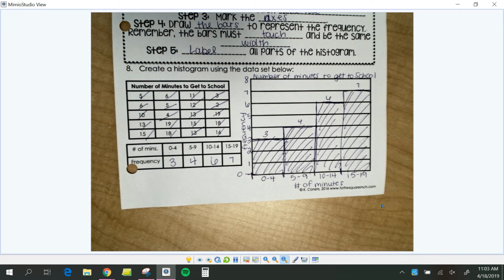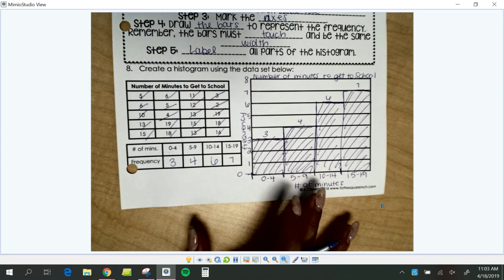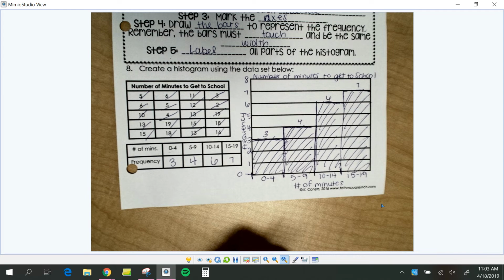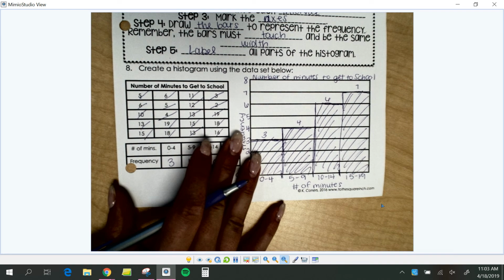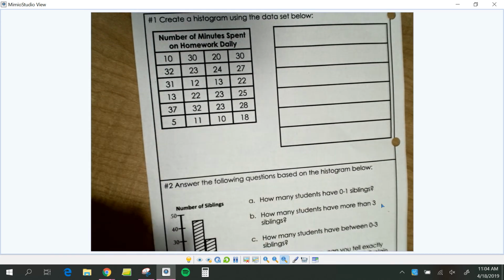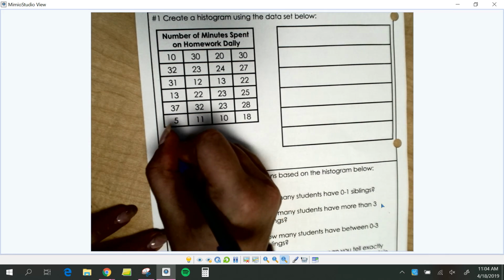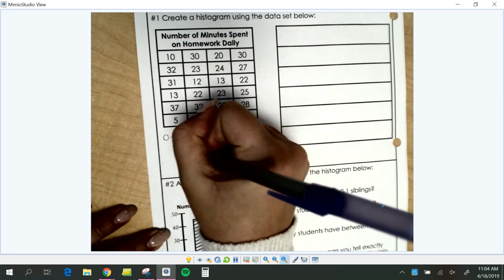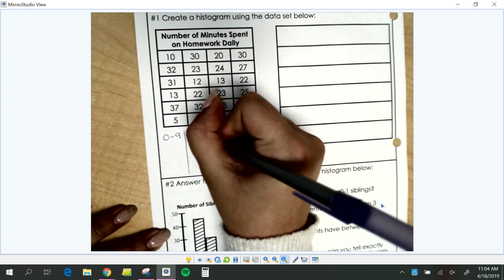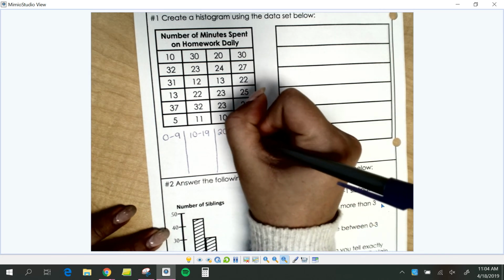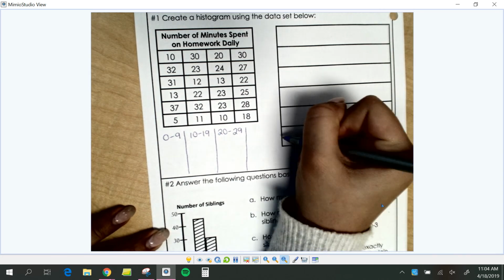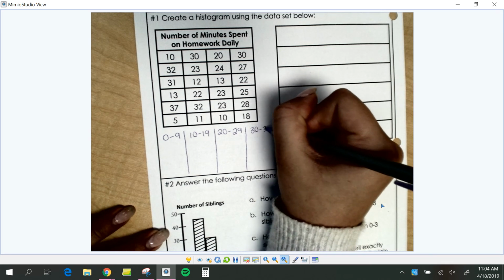Okay, so what you're going to do now for the rest of the time, if you need to rewatch this video because I went too fast, sorry, I have to finish it within 10 minutes. Rewatch the video, fill out the notes again, and then on the back, you're going to work on this practice. Now, for the back, I want you to use the intervals 0 through 9 as the first interval, then 10 through 19 as the second, 20 through 29, and then the last interval as 30 through 39.